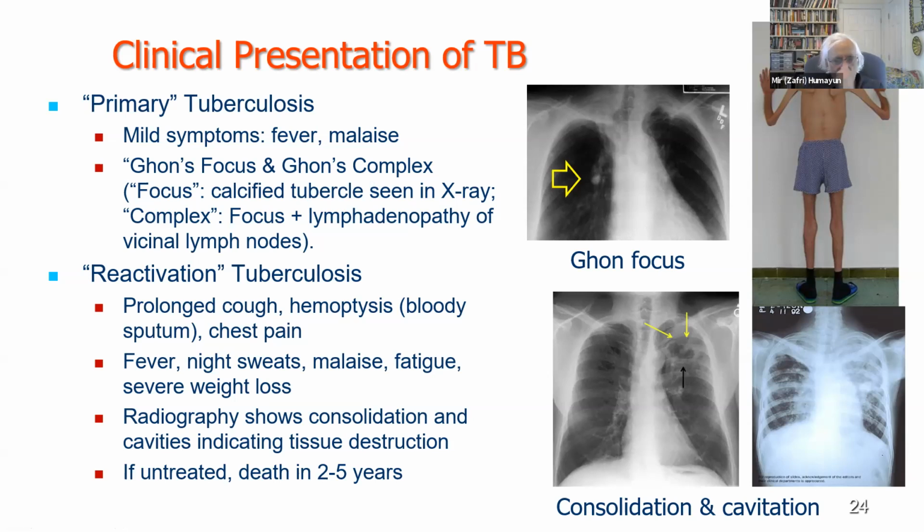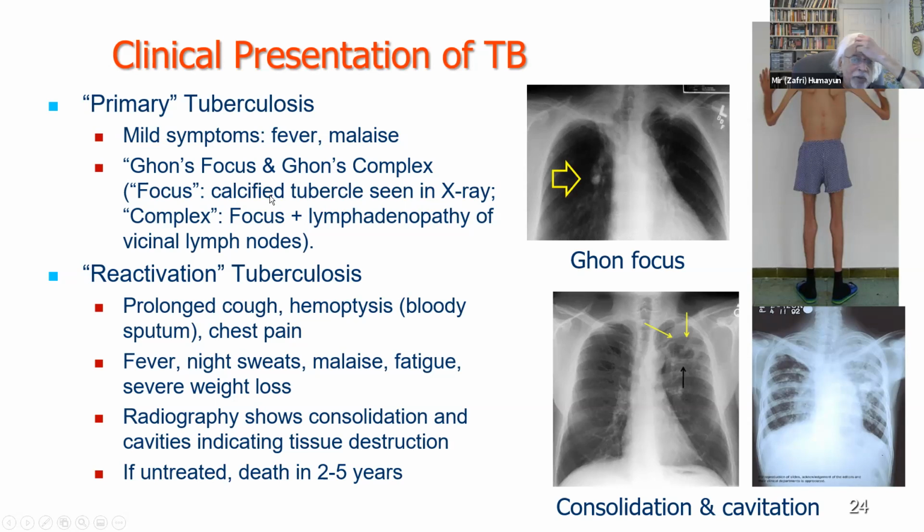Ghon's focus refers to an X-ray shadow indicating a small calcified area or a tubercle. We know what a tubercle is by now. The small area that is shown, that's called a Ghon's focus. A Ghon's complex is the presence of such a Ghon's focus in combination with swollen lymph nodes. That's called lymphadenopathy. Together it is called Ghon's complex. This is a characteristic of primary tuberculosis.